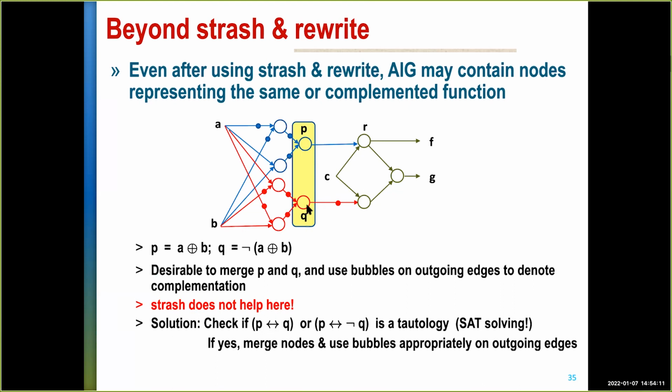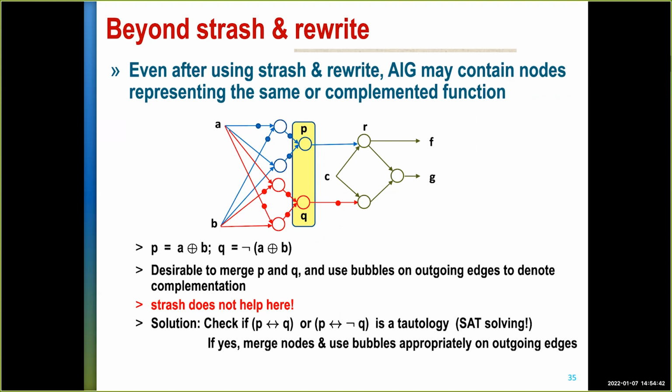So what we can do is take these two nodes and ask, is P equivalent to Q, or is P equivalent to negation Q? Because either one being satisfied allows us to collapse. It doesn't have to be equivalent, it can be even negation, because even if it is negation, I can collapse them, and wherever I was using Q, I could use an edge with a bubble on it. So can I have this or can I have this? And of course, this is a tautology or SAT check. And if yes, we can merge and use bubbles appropriately.